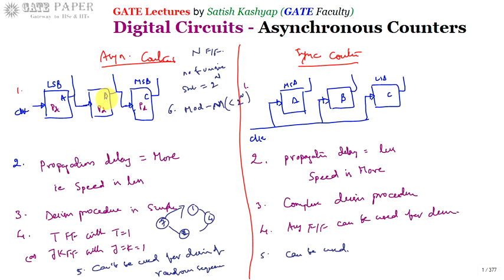Okay, so if you require a mod other than 2 power n, then we generally use preset and clear. Preset and clear are asynchronous inputs. They will be used in designing a mod m counter, where m is less than 2 power n. Otherwise, these are not required. Either you can go with preset or you can go for clear. Most of the times clear is preferred over preset. Clear makes the output of the flip-flop 0, whereas preset makes the output of the flip-flop 1.